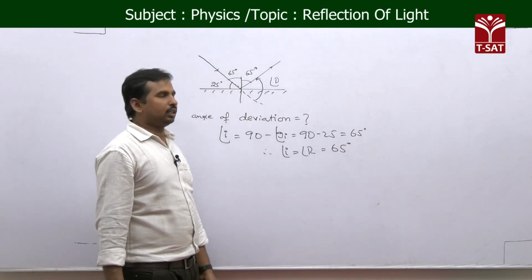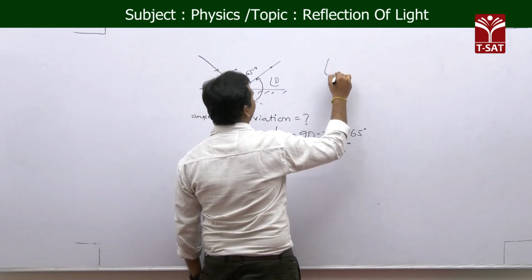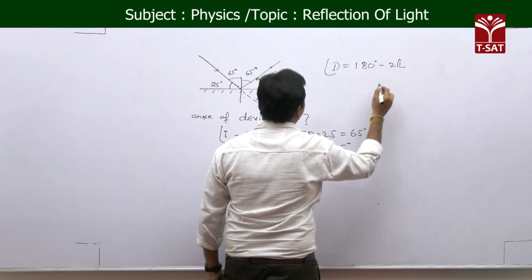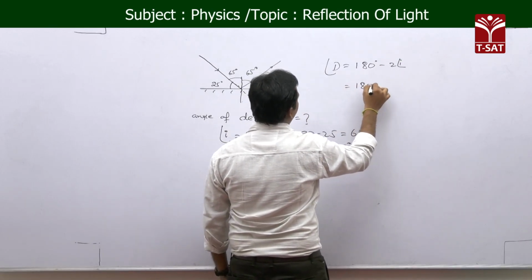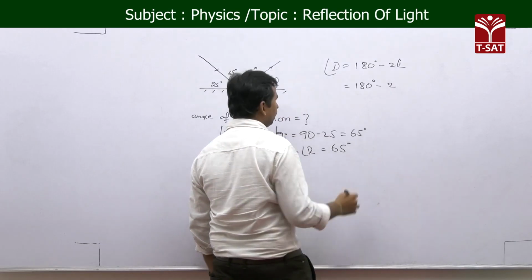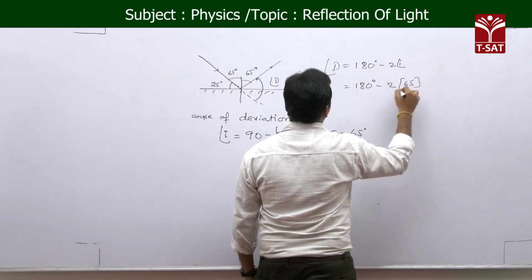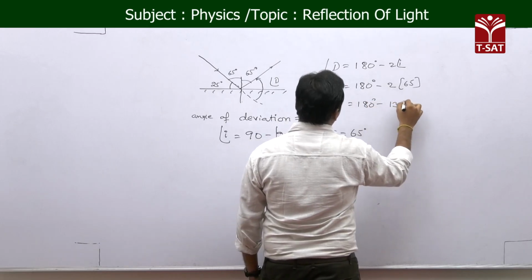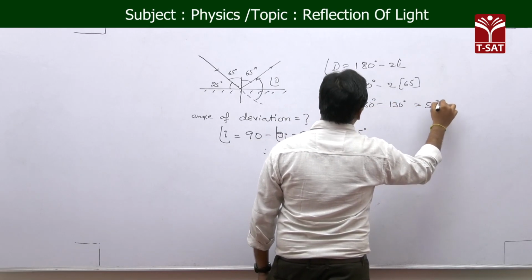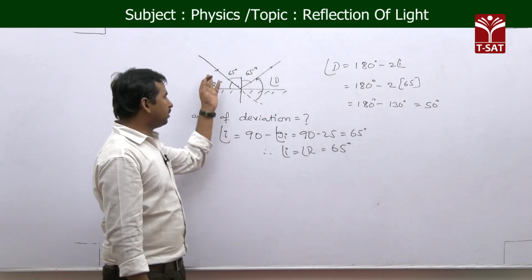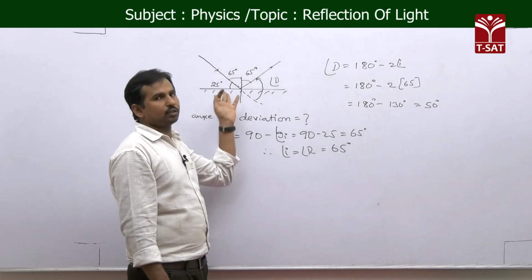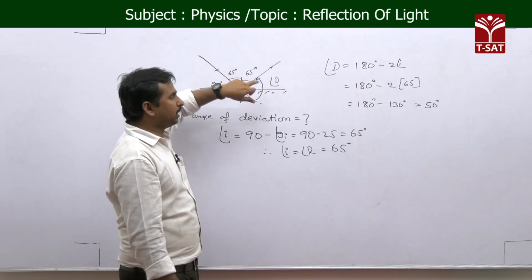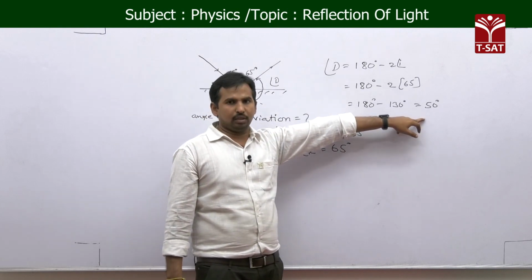Then we already derived a formula that the angle of deviation is equal to 180 minus 2i. So 180 minus 2 into 65, that is 180 minus 130, which gives you 50 degrees. So when the light ray is incident at an angle of 25 degrees with the surface on a plane mirror, after reflection the light ray is deviated by an angle of 50 degrees.